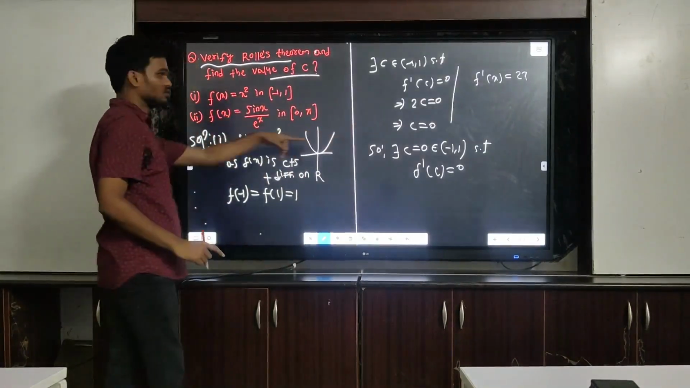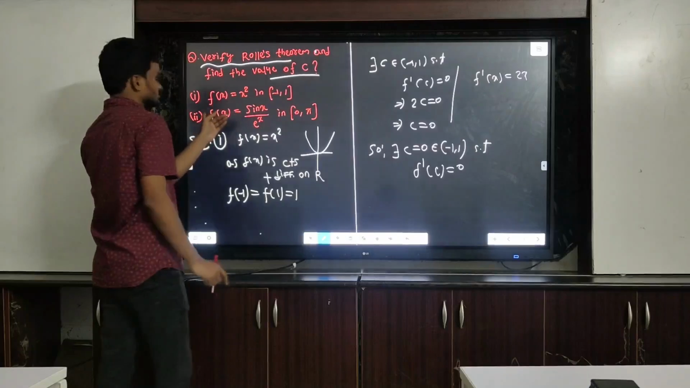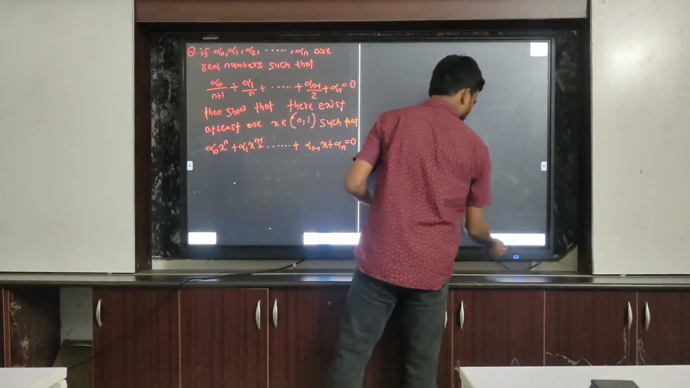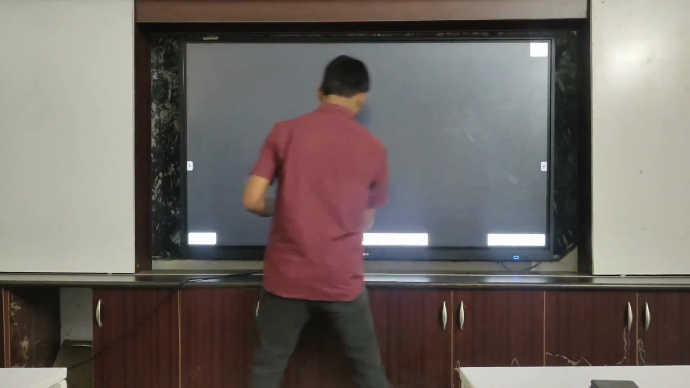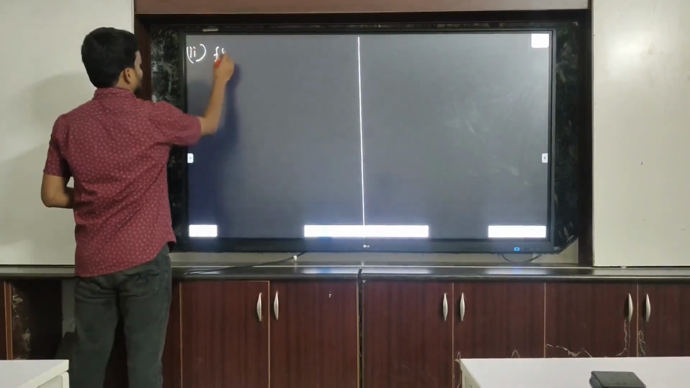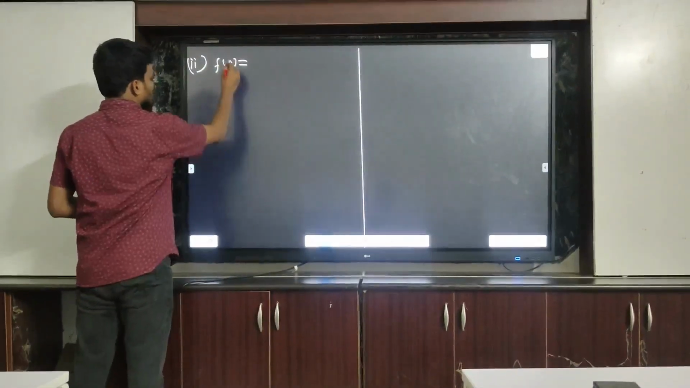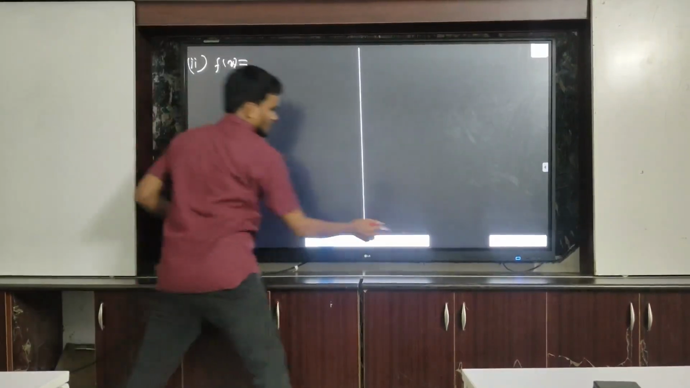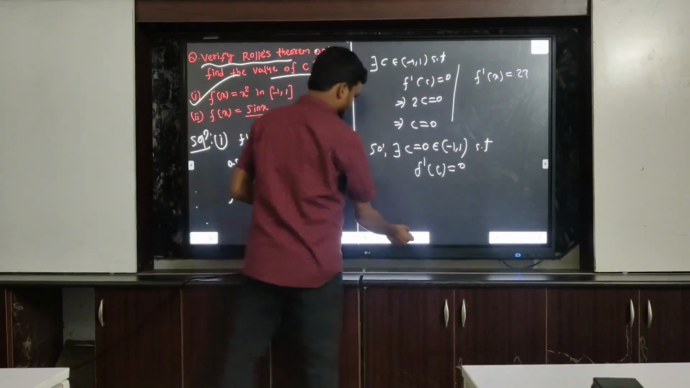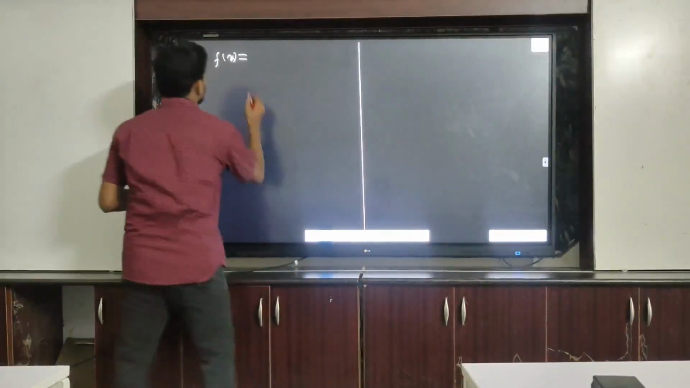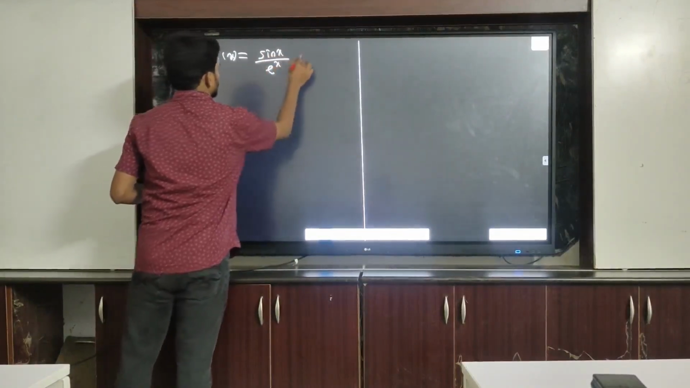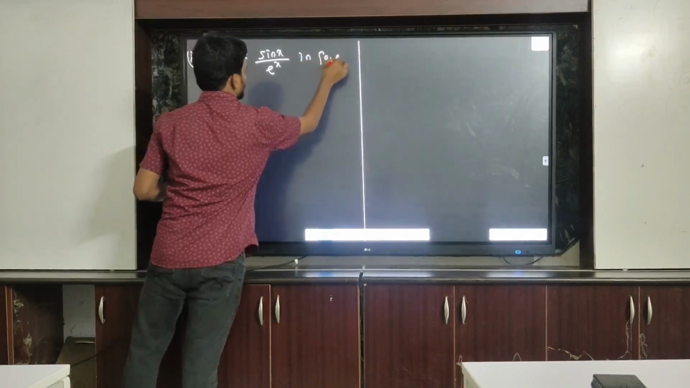So Rolle's theorem is verified. We will get such a c, right? So the first question is done. Now let's solve the second question. Here f of x is equal to sin x by e to the power x in the closed interval 0 to pi.